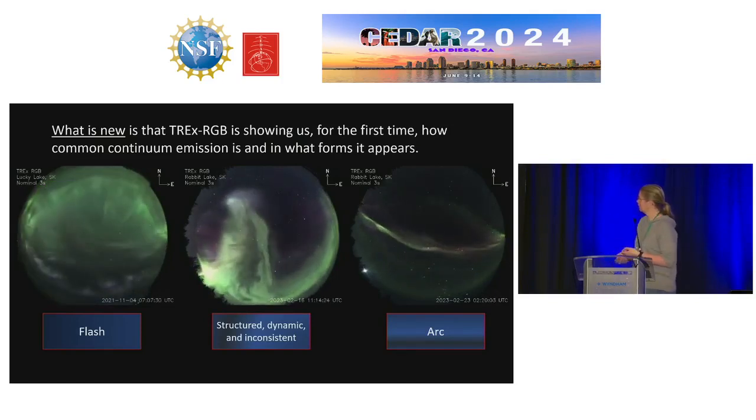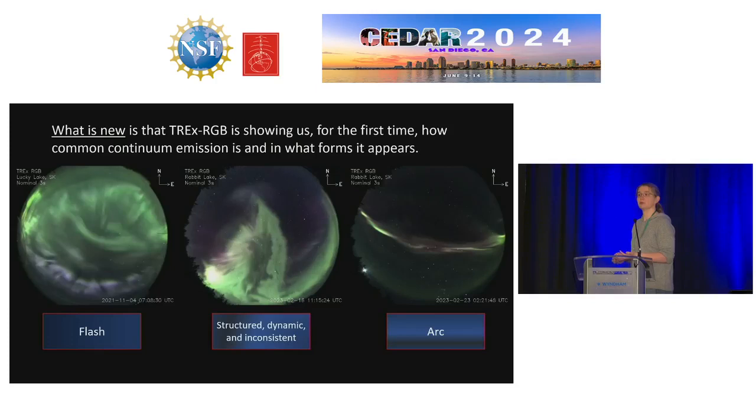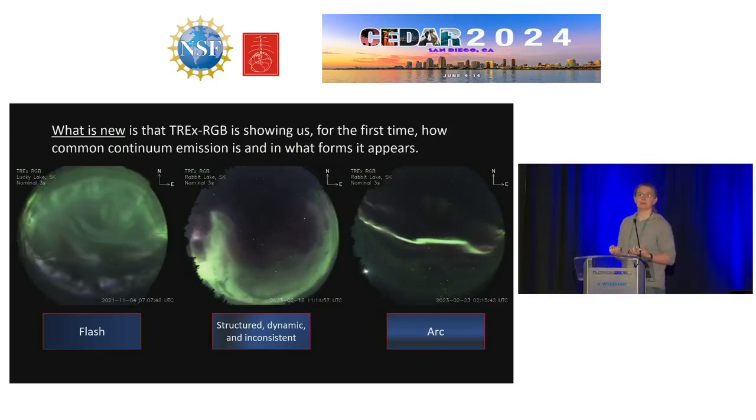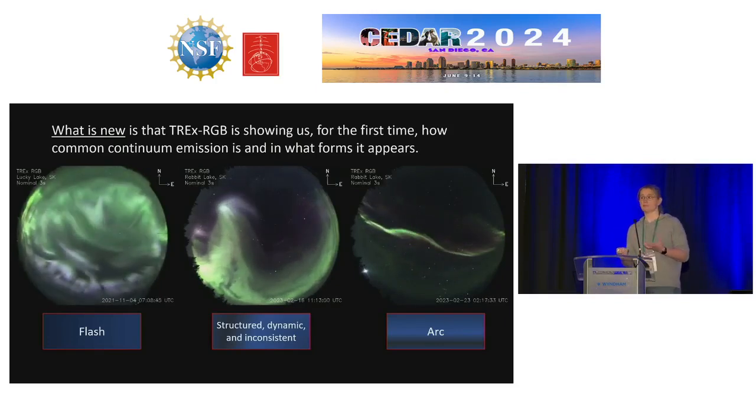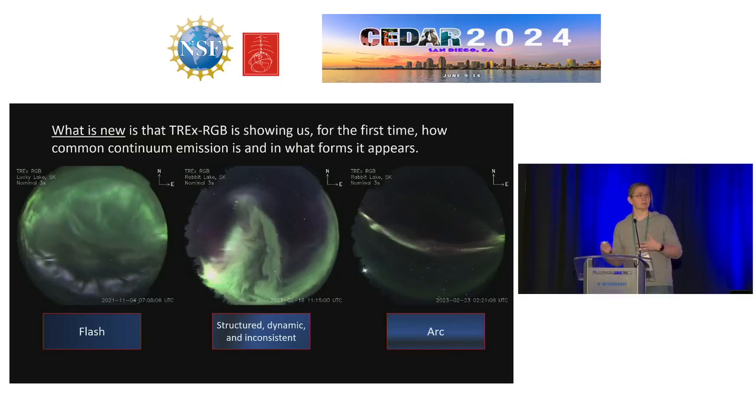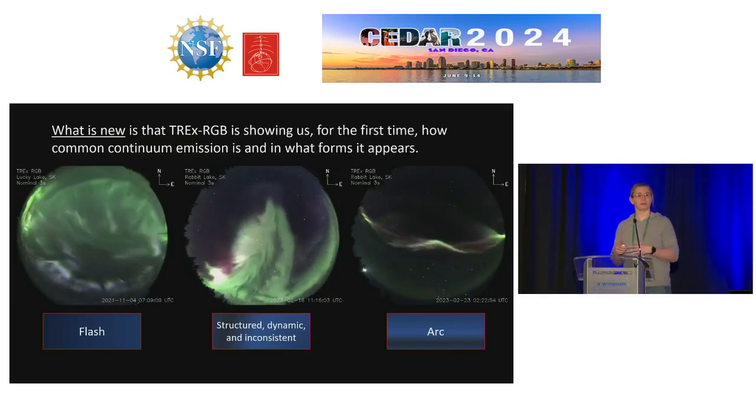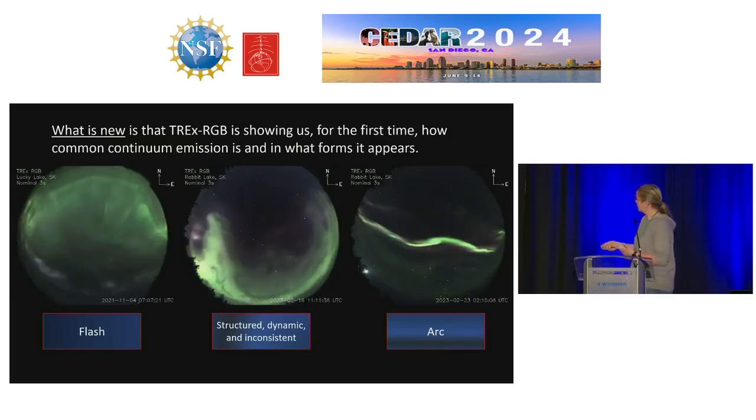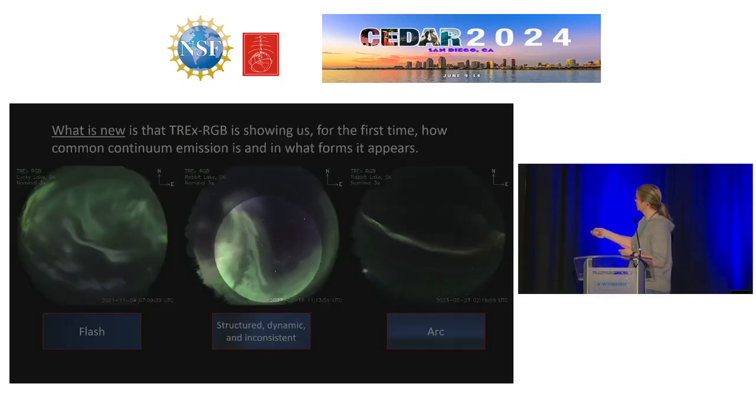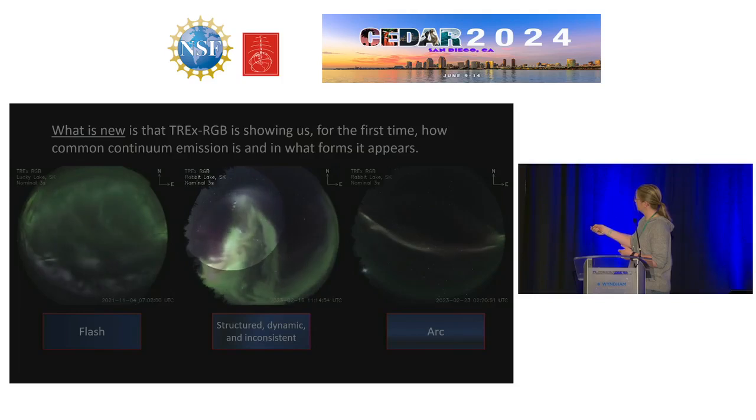And when we survey the data that we have from T-Rex RGB already, we can see three real types of how this continuum emission manifests itself. So one is the flash that's on the far left. That's what I showed you. That was my AGU talk where we all went, okay. Then we started noticing that these structures can come next to, they can be adjacent to, or embedded in the bright aurora.